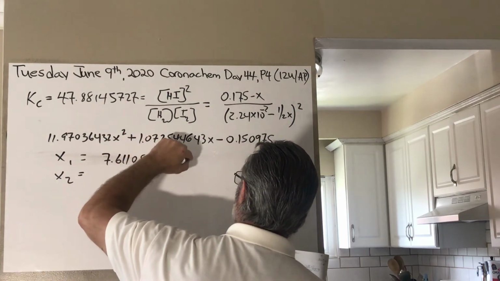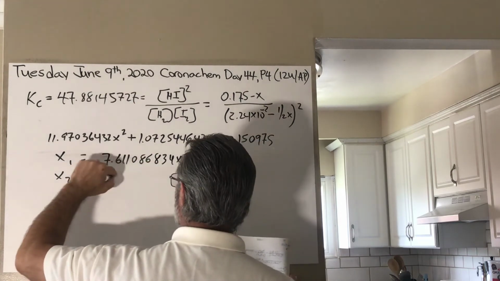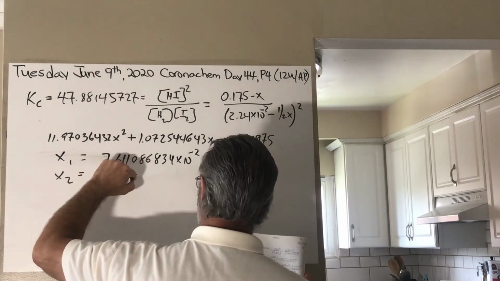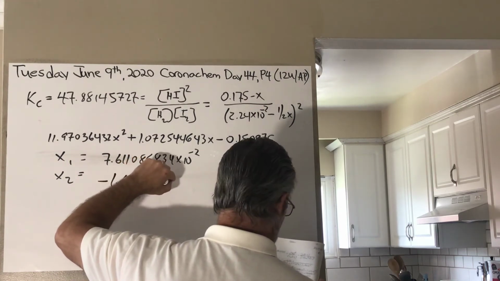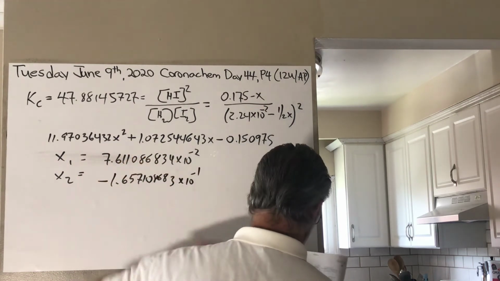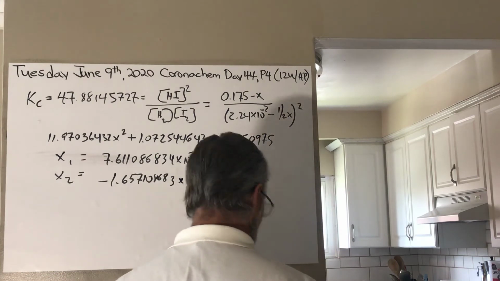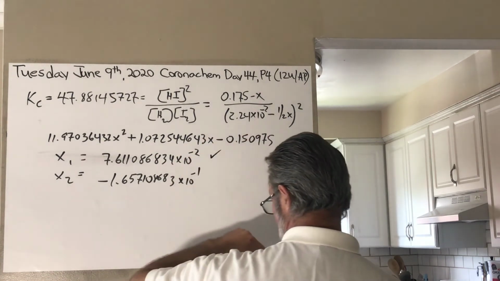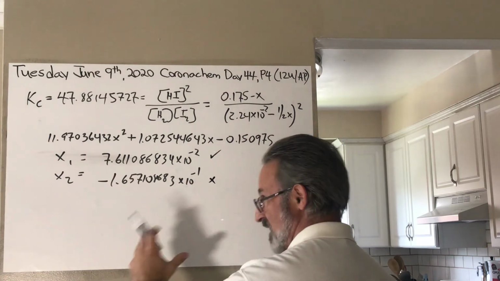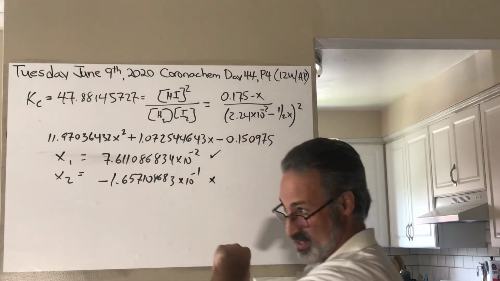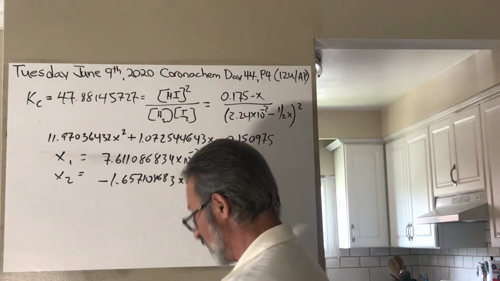7.611086834 times 10 to the negative 2 and negative 1.657108683 times 10 to the minus 1. So this is the one that makes sense. This doesn't make sense because it would mean that you've added stuff and then the concentration increases. That wouldn't make sense for it to happen that way.